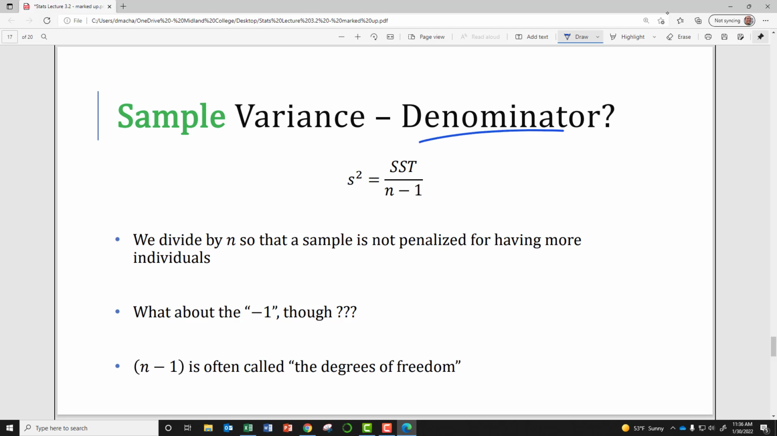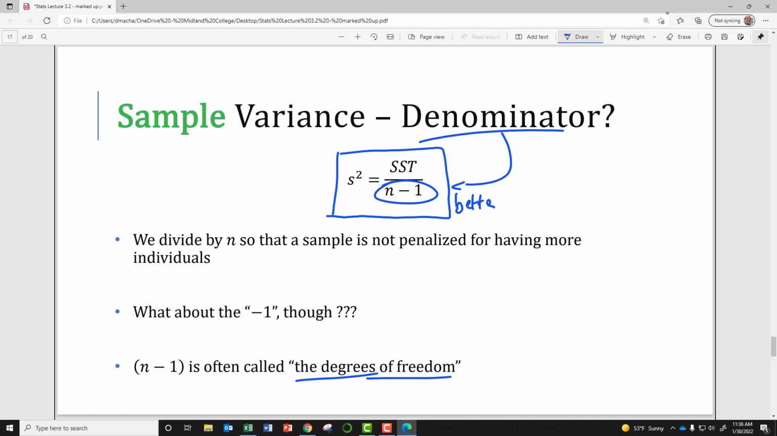Okay, so sample variance. Why the denominator? We divide by n so that a sample is not penalized for having more individuals. We talked about that. What about the n-1? Well, n-1 is also called the degrees of freedom, and you'll see at the end of this video I will do a quick demonstration using Microsoft Excel, and we'll simulate a random process. And you'll see that this formula for the sample variance is better at approximating the parameter we're trying to approximate.